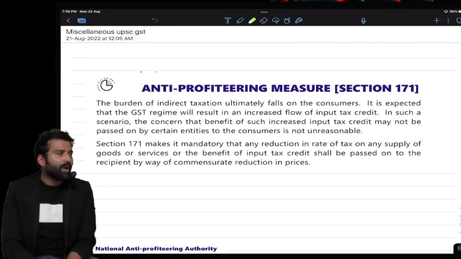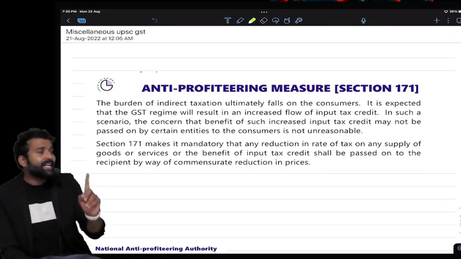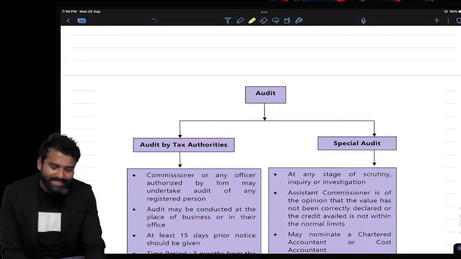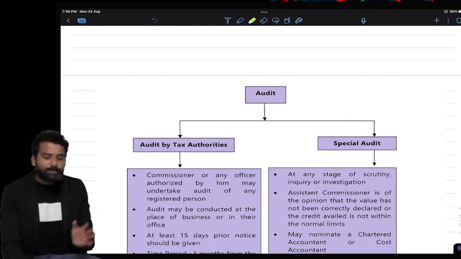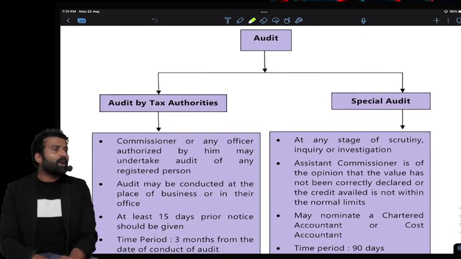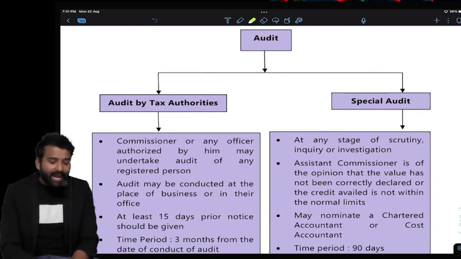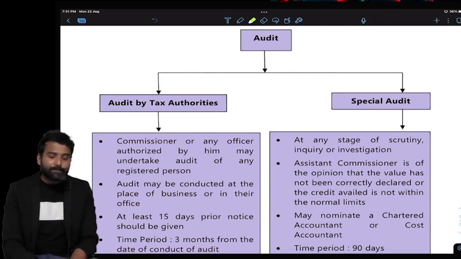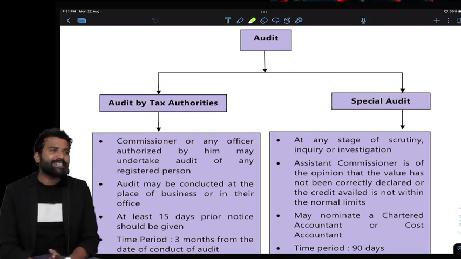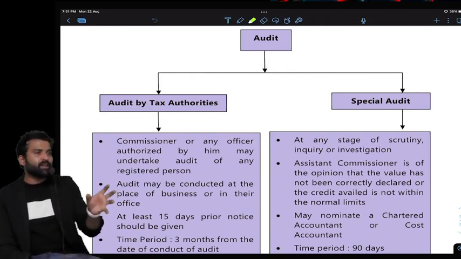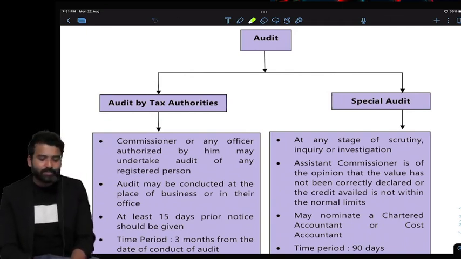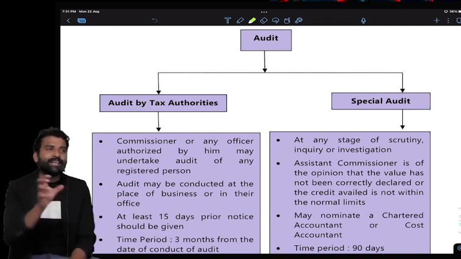Okay, got it? Very nice. There is one more topic that is actually in your syllabus. It is regarding audit under GST. There are two types of audit under GST. One audit is done by the officers, and another audit can be done by a chartered accountant or a CMA. It is covered in sections 65 and 66. The audit provisions are given in sections 65 and 66 of the GST Act. As per this Act, we have two different types of audit.